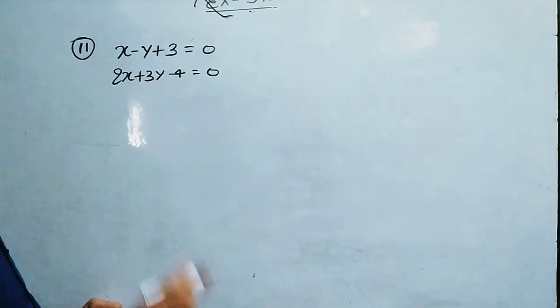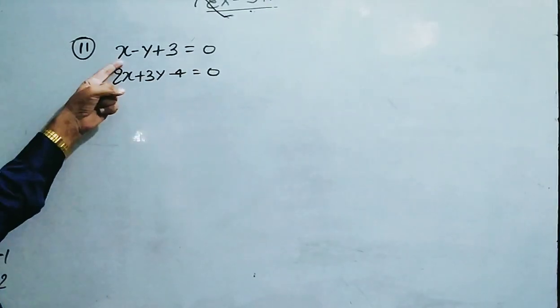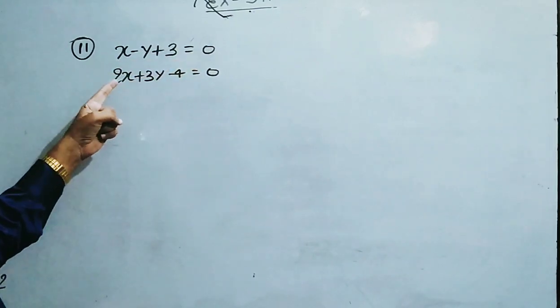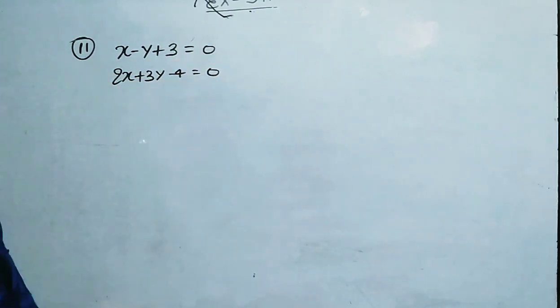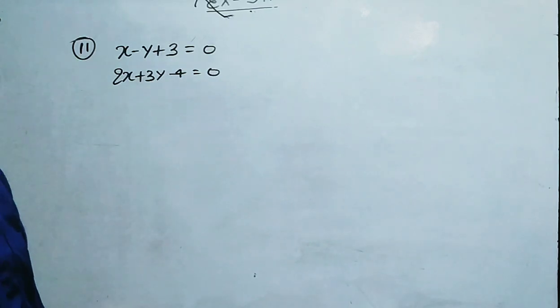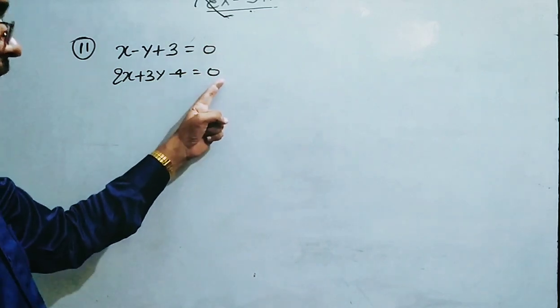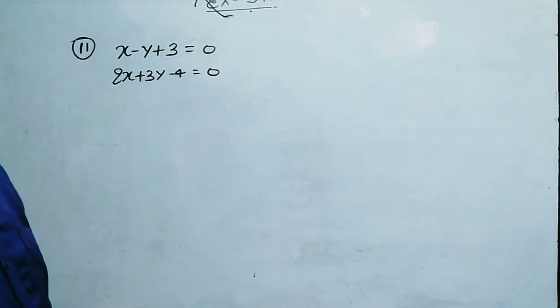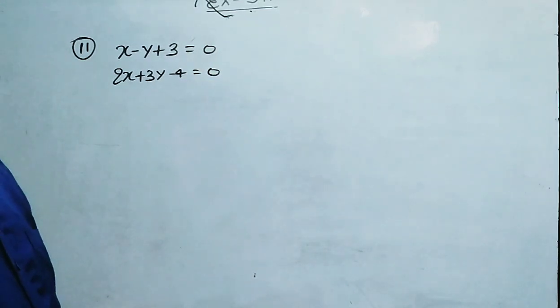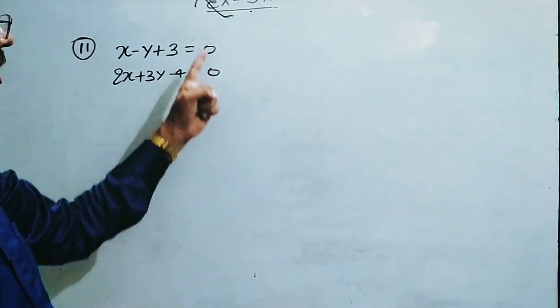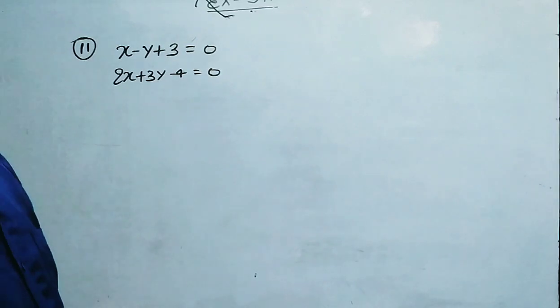Now see question number 11. The question is x minus y plus 3 is equal to 0 and 2x plus 3y minus 4 is equal to 0. Your question is to find the value of x and y with the help of the graph. Hence, find the vertices of the triangle formed by these two equations and the x-axis. And now find the area of the triangle formed by these two lines of the graph and the x-axis.